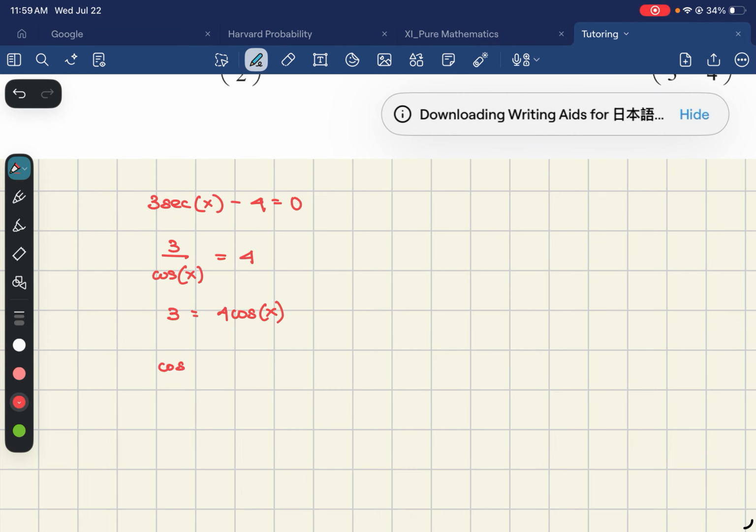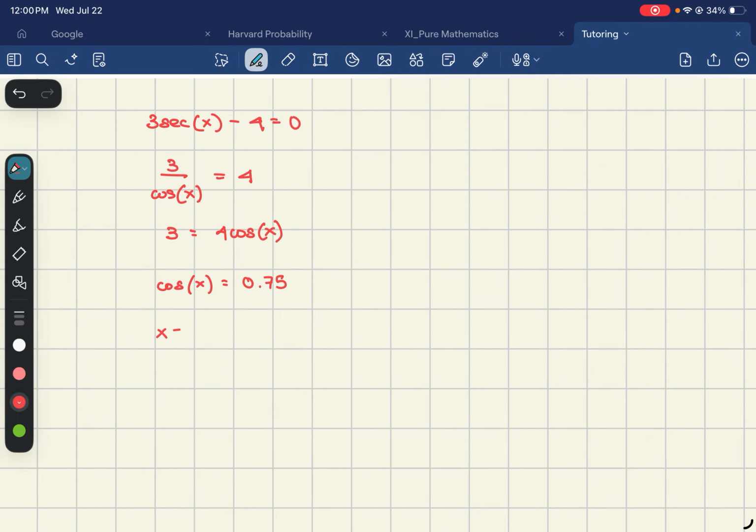And cos x is equal to 3 over 4, and 3 over 4 is just 0.75. If you remember, if I had a negative output, my angle was in the second quadrant between 90 and 180 degrees. If my output is positive, my angle is going to be in the first quadrant between 0 and 90 degrees. And this is only true for cosine. So x, if you do cosine inverse of 0.75, you're going to get a first quadrant angle: 41.4 degrees to one decimal place.